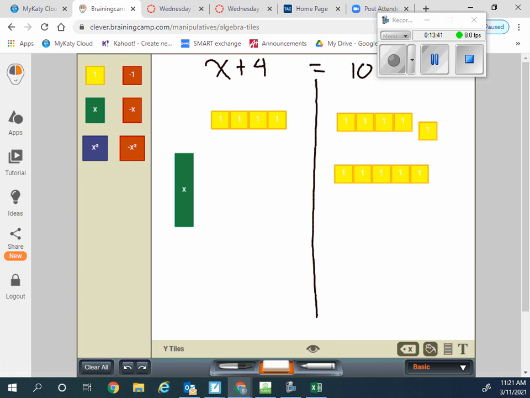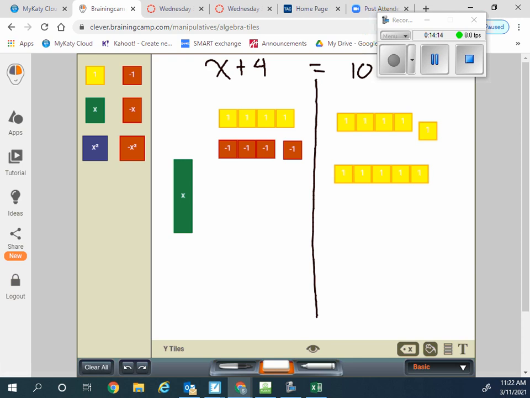I'm trying to get what just this one x is equal to. So that means I need to get rid of these guys, right? But I can't just take them and throw them away. That's not how this works. But I can make their value non-existent. How can I get rid of 4 positives? If I subtract 4, if I bring in 4 negatives, do you guys see how now this side of the equation has value of just x?